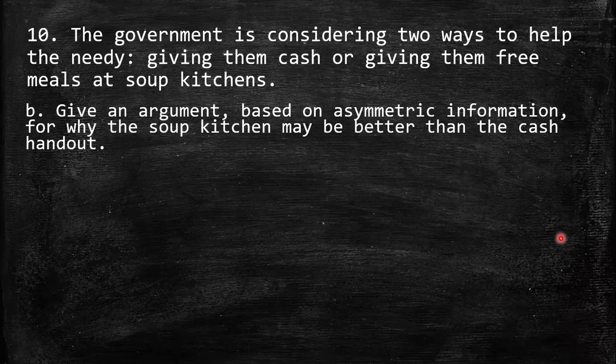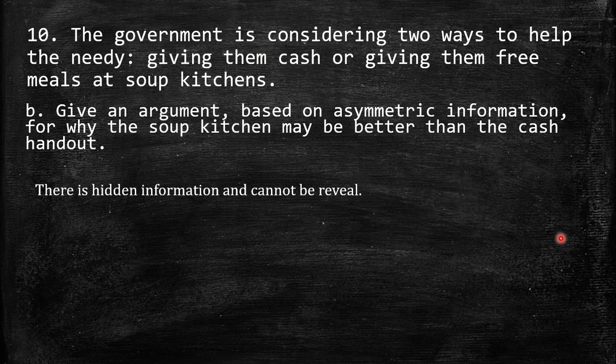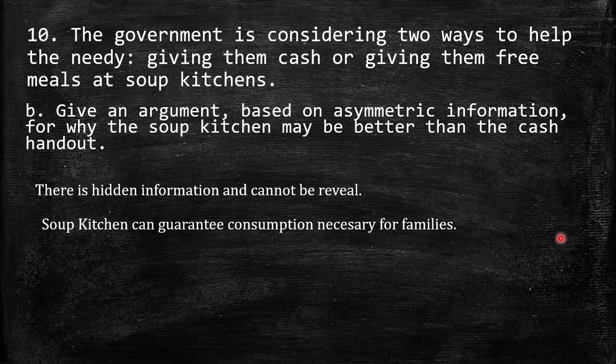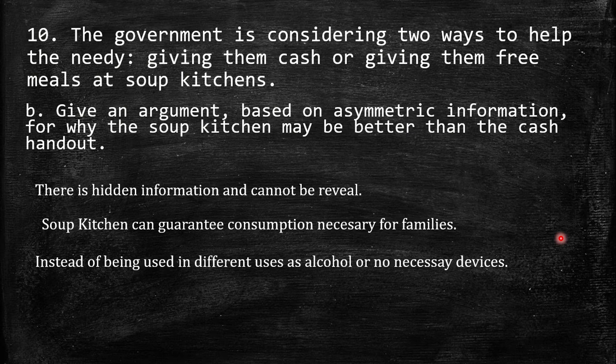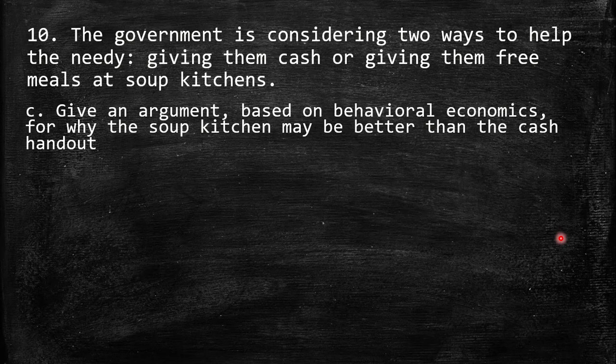Then B. Give an argument based on asymmetric information for why the soup kitchen may be better than the cash handout. Then, as we know, there is hidden information that cannot be revealed, and maybe the soup kitchen can guarantee consumption necessary for families. The problem here is that cash could be used for other purposes, such as alcohol or non-necessary devices, maybe cell phones or smartphones or something that is not really necessary for people.